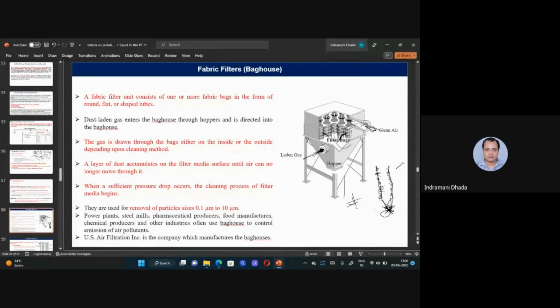At the bottom you can have a lock, then you can remove that lock and flow the air in the opposite direction, and those particles can be removed from the fabric and collected at the bottom. That is the backwash process through which we can clean the fabric and get the particles at the bottom. Then again we can continue our process. That is how we remove particles through the fabric filter.